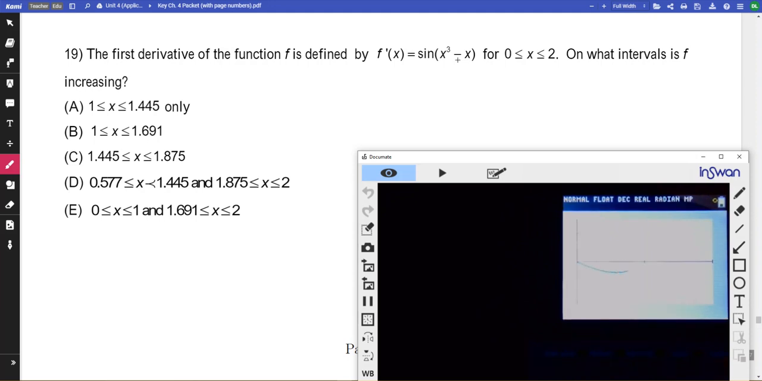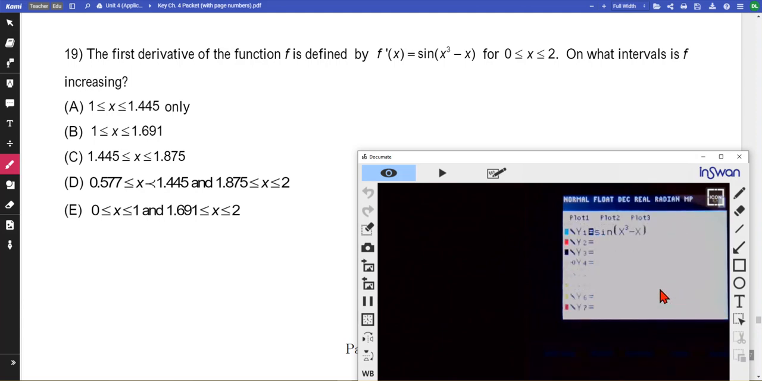Set up my graph. And on this interval, there I have what my graph looks like. So when is f increasing? F is increasing if f prime is positive. Well, what is f prime for us? F prime is this graph. So when is it positive? Well, it's positive from this value to that value. So I need to find these intersection points. Okay, well, let's check it out.